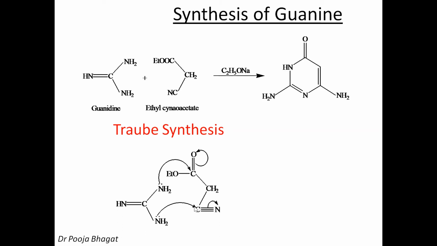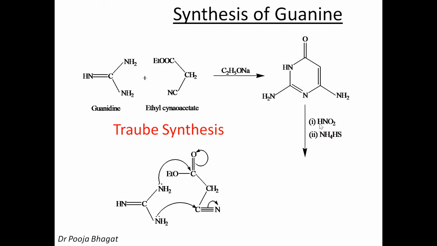Simple. The lone pair of electrons will attack here. The pi electrons will move here. So a double bond with NH, and then H here, OEt here. So a bond with CO. So this is CONH and this CH2 is the active methylene. So H from here will move out to form the amino group. This mechanism we have already done.